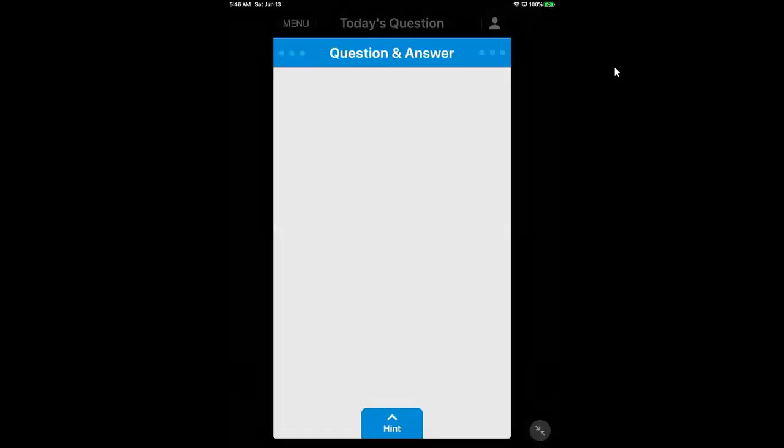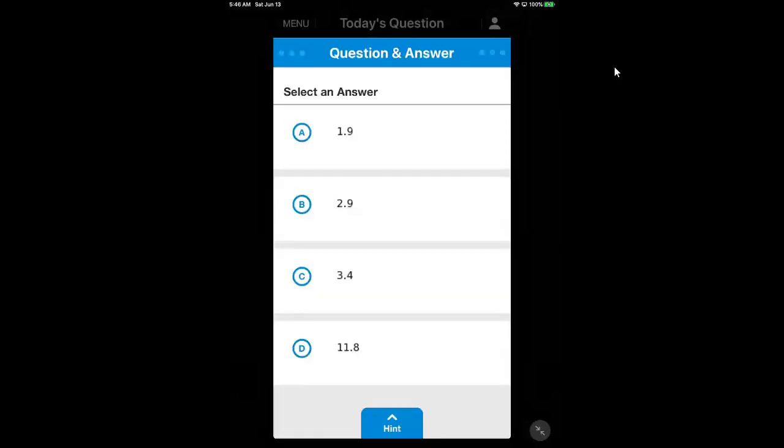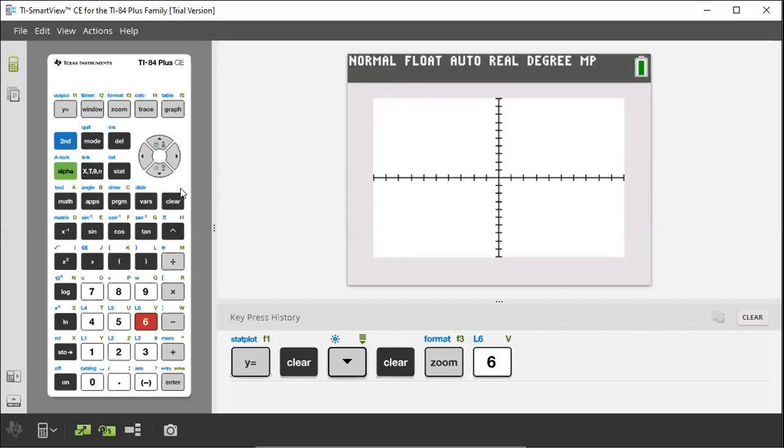The next thing that I want to do is I just want to look at the answer choices to know what the minimum and the maximum are, so when I go to graph, I can make sure my window is large enough to accommodate them. If you will see, the maximum is 11.8, the minimum is 1.9. Now we have all the information that we need. So now I'm going to share my calculator. This is a TI-84 CE. This is a virtual one that I have on my computer.